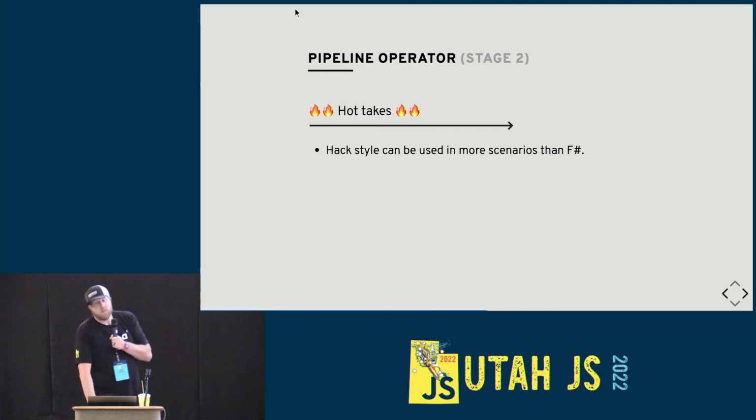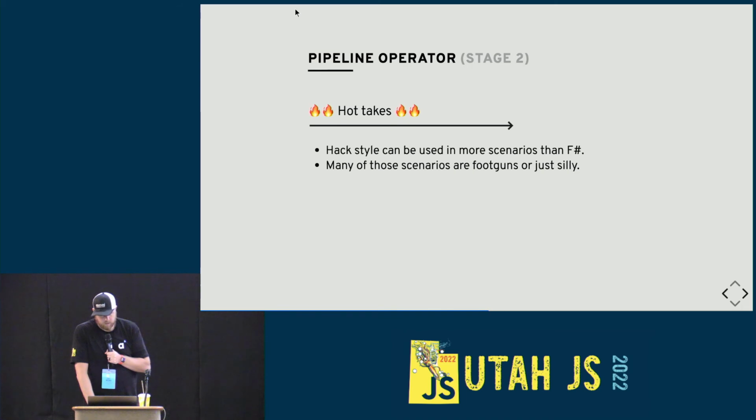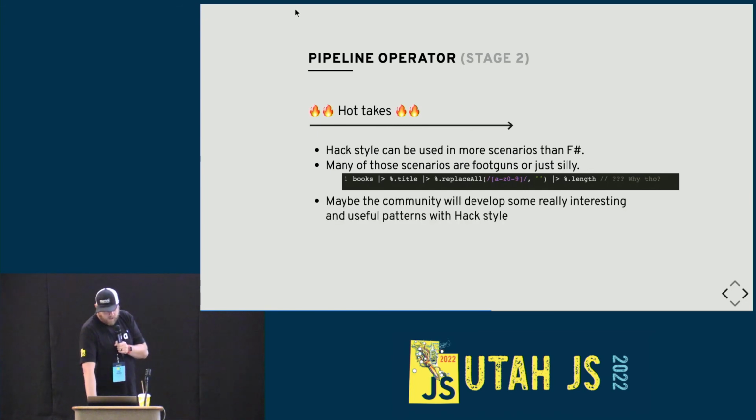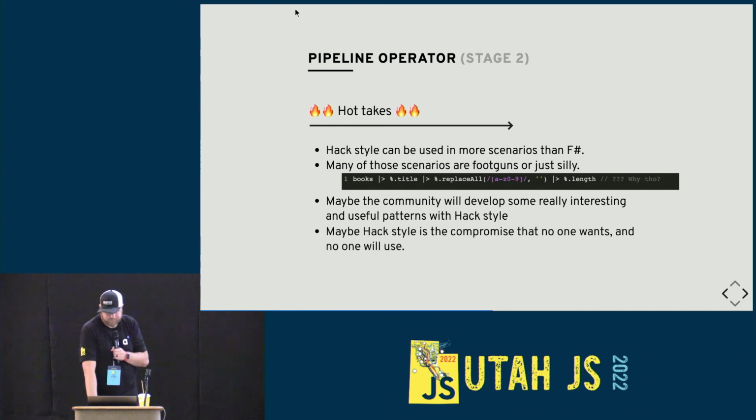Hack style can be used in more scenarios than the F-sharp style. However, many of those scenarios are, at least in my view, foot guns or just silly. That's perfectly valid hack style pipe. Why you would do that, I don't know, when you can just dot chain, which would be a lot shorter and easier to read, but whatever. Perhaps the community will develop some really interesting and useful patterns with the hack style. And again, maybe the hack style is the compromise that no one wants and no one will use. And I'm worried it will be the latter.